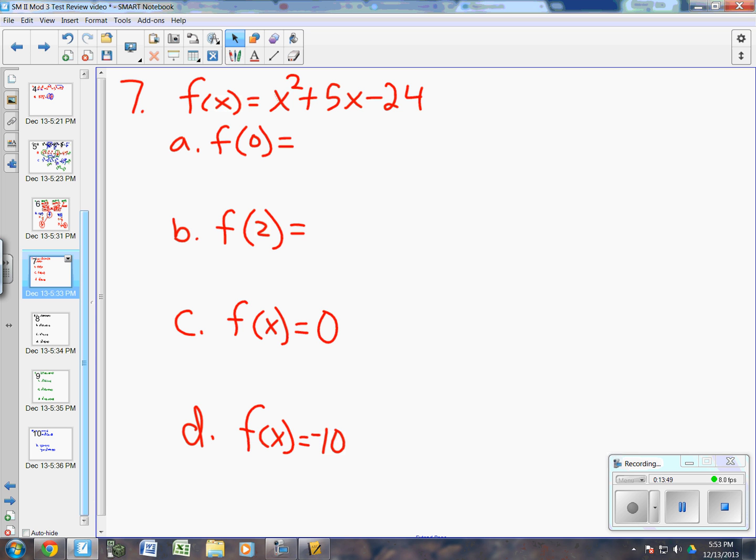Problem number 7 on the back side. Some of you didn't make it this far on the review. So, a couple of groups that didn't. Some of you groups got almost all the way done.